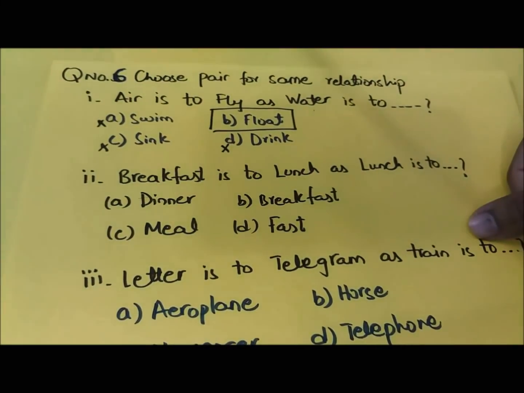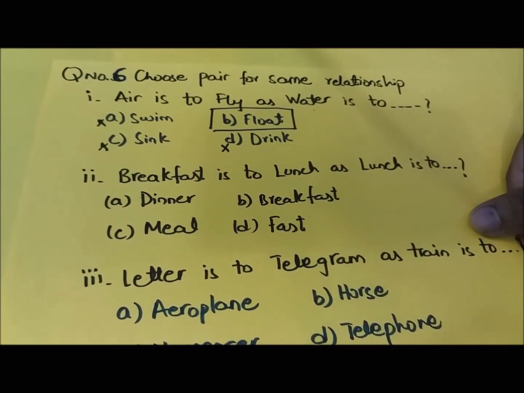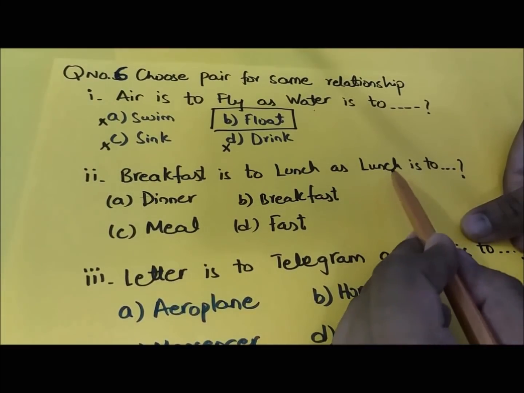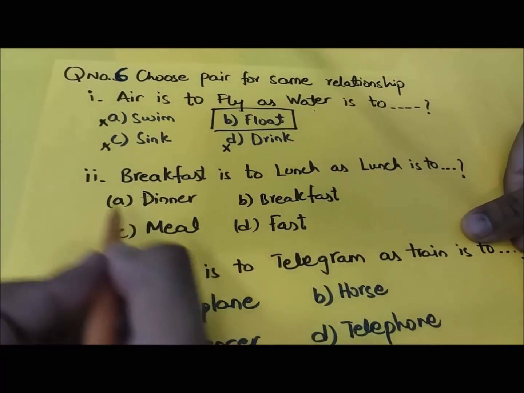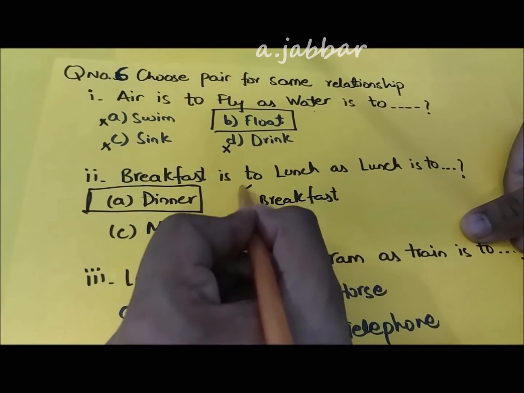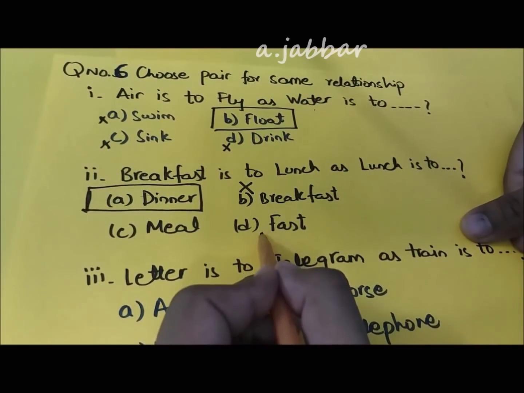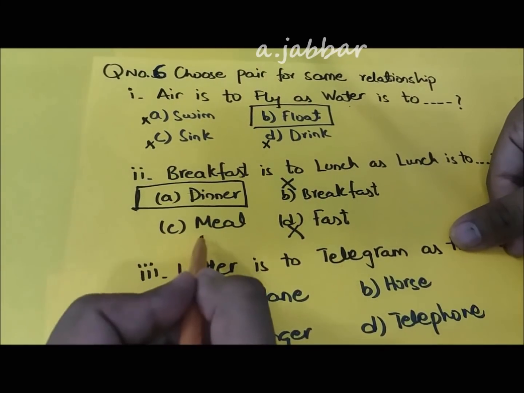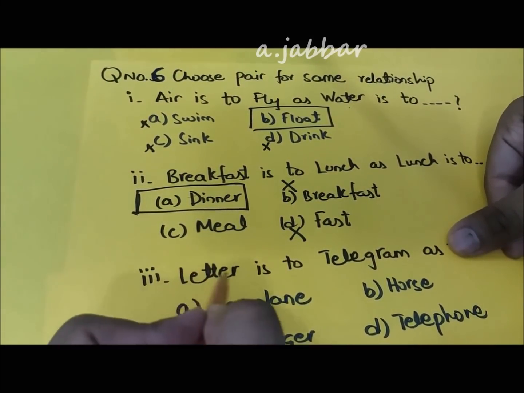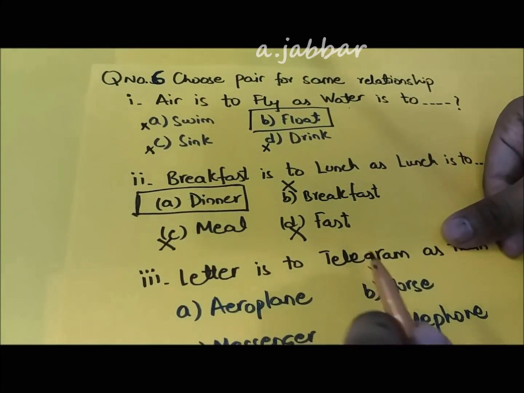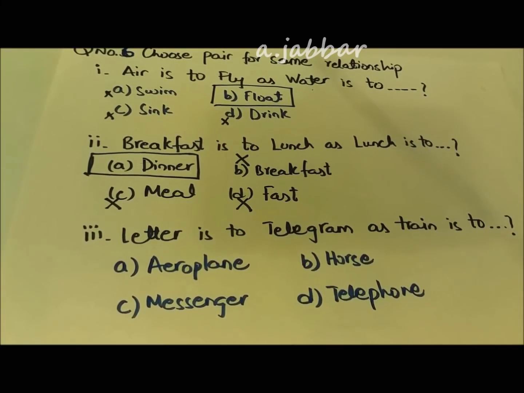Breakfast is to lunch as lunch is to. So the sequence is basically given here. First breakfast comes and after that lunch comes. So after lunch, definitely dinner will come. Breakfast, definitely it cannot be repeated. Fasting, definitely it cannot come. Meal is something like, if I eat anything, then it could come, but not here. Okay, the last question.